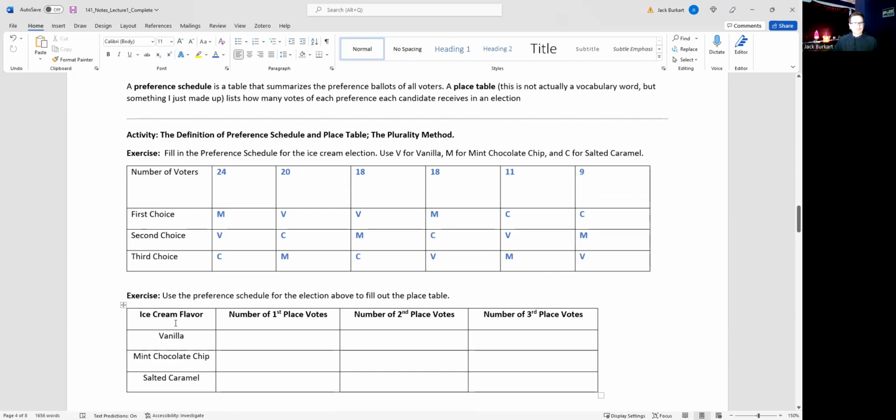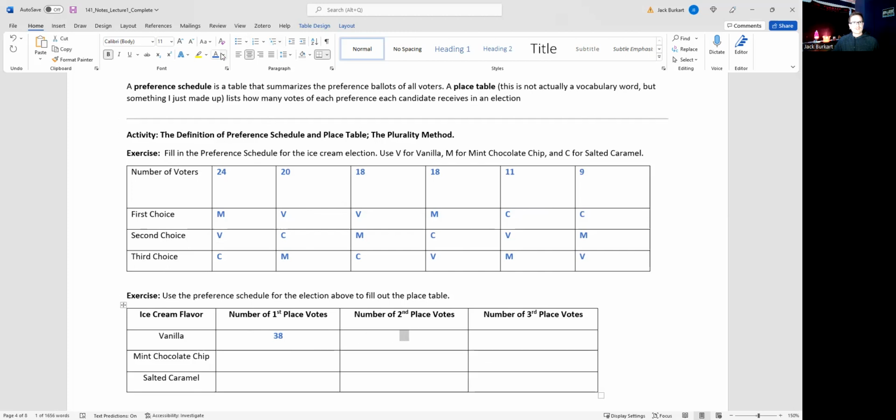So this ice cream flavor, we have vanilla right here. And we want to figure out, well, how many first place votes did vanilla get? Well, I go up to my preference schedule right here, and I see that 20 people and 18 people, those were the two groups of people who voted vanilla first. And so that means that vanilla ended up getting 38 first place votes. Then I want to go into the second choice row right here, and I have 24 people who voted at second choice, plus 11 people who voted at second choice.